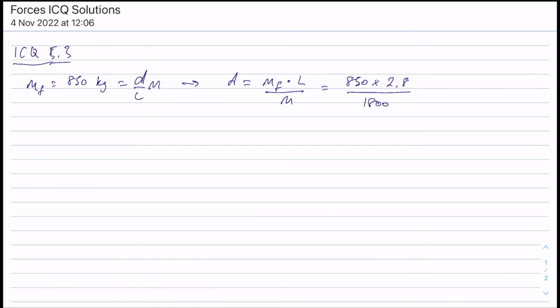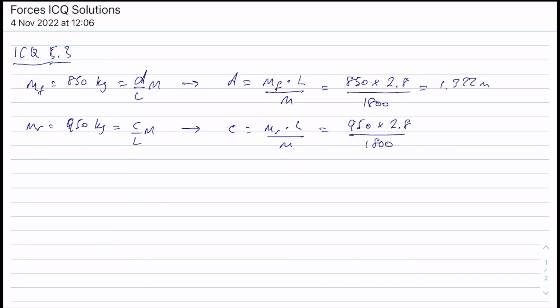And that's 1.322 meters. And MR is 950. That's going to be c upon L times by M. The c is MR times by L divided by M. Okay, so those are my values for d and c.